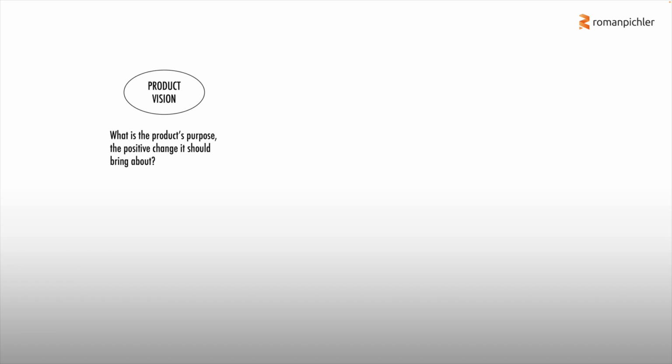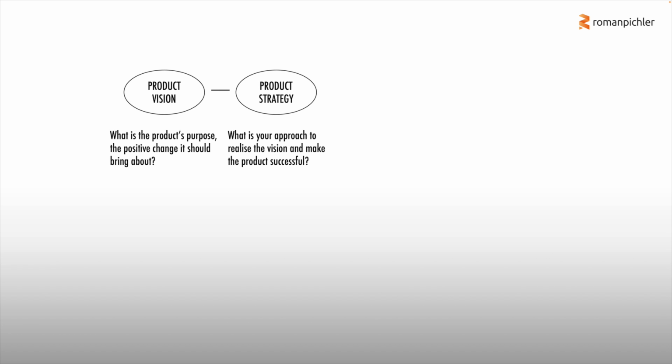With a shared and inspiring vision in place, you are in a great position to create an initial product strategy. The strategy communicates the approach chosen to realize the vision and to make the product successful. Coming up with a strategy requires you to make 4 important choices. First, selecting the needs the product should address, for example, reducing the risk of developing type 2 diabetes, to stay with the healthy eating example.